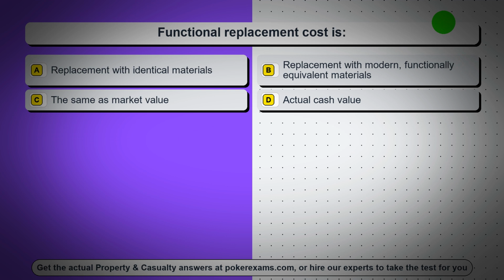Question 21. Functional replacement cost is. Option A, replacement with identical materials. Option B, replacement with modern, functionally equivalent materials. Option C, the same as market value. Option D, actual cash value.